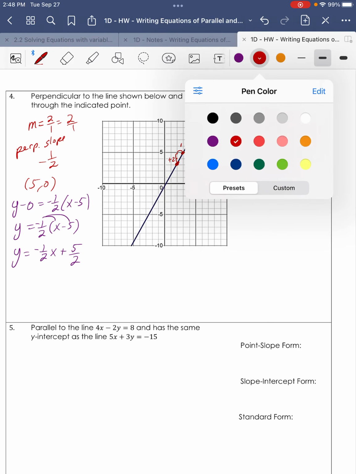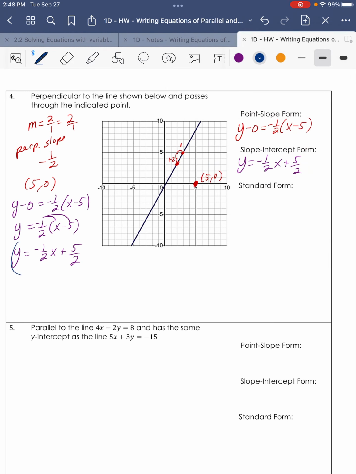Now standard form. Let's look at the denominators. We have 2 and 2, so we can multiply by 2. That is the least common denominator, or least common multiple of the denominators. So 2 distributed in, 2y. 2 times negative 1 over 2 is negative 1x. 2 times 5 over 2 is 5.